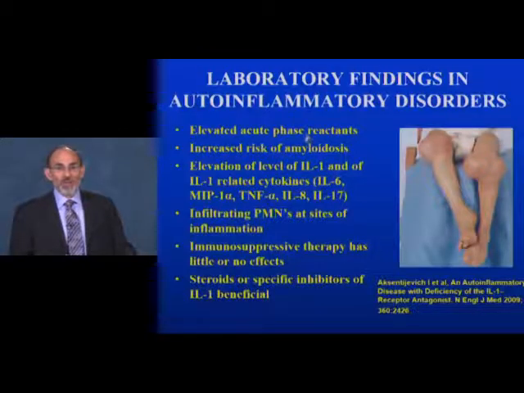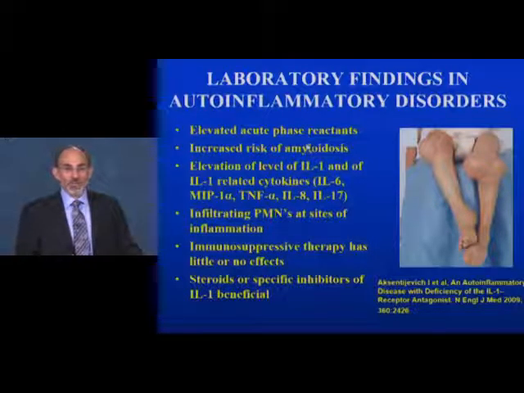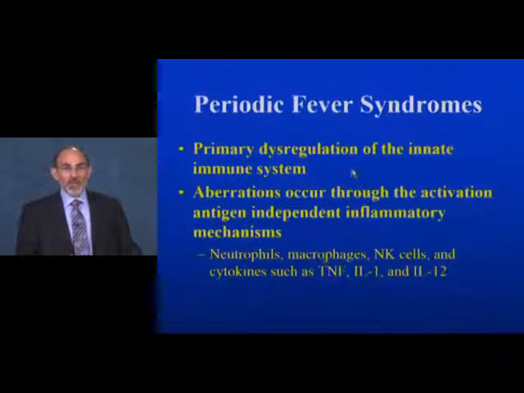Laboratory findings show early on increased acute phase reactants, later on an increased risk of amyloidosis, and this is one of the newer members of the family called DIRA, which is deficiency of the IL-1 receptor antagonist, and it causes severe periostitis and inflammation. But inflammation is manifested by polys at the sites of inflammation, and steroids may be helpful, but biologic agents are curative. Periodic fever syndromes are due to dysregulation of the innate immune system, and this aberration occurs through activation of antigen-independent inflammatory cells, including these as well as inflammatory cytokines, such as these.